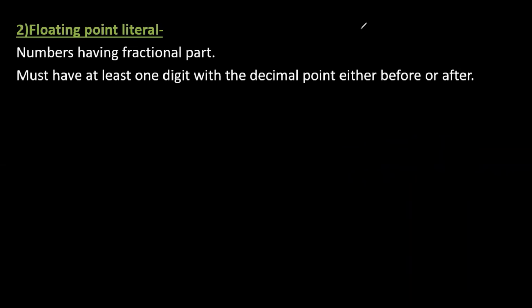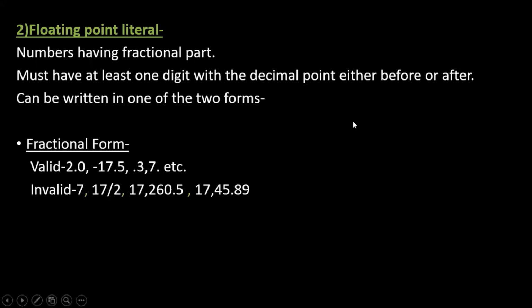Okay. Now there are two forms in which you can represent your floating point numbers. The first one is fractional form. Generally the form we use, we write float decimal numbers like this, right? We have a decimal point and then you have a number before it, after it. So this is the rule for it. Must have at least one digit with the decimal point either before it or after it. So that is your fractional part. And for the floating point number also the rule is the same. If you don't write the sign, it will be taken as positive. So if you want it to be negative, you should explicitly mention minus.